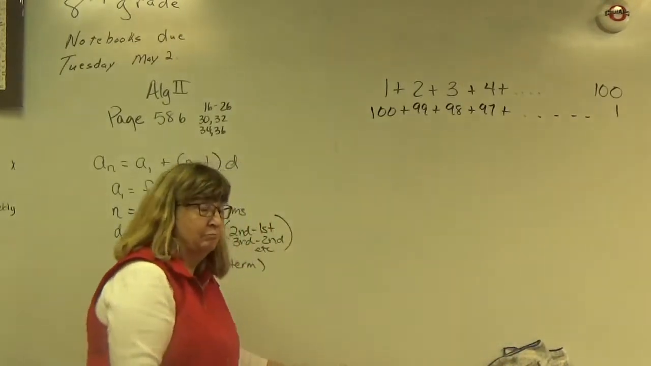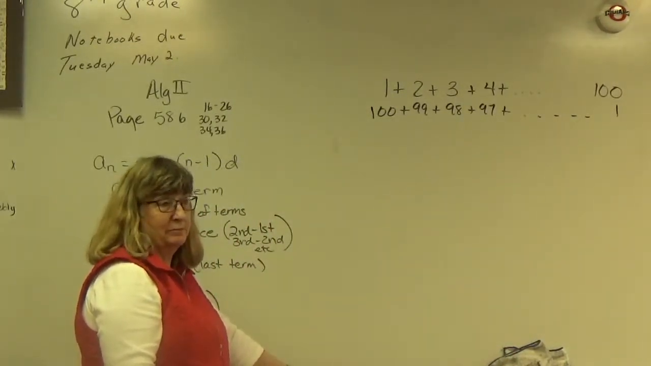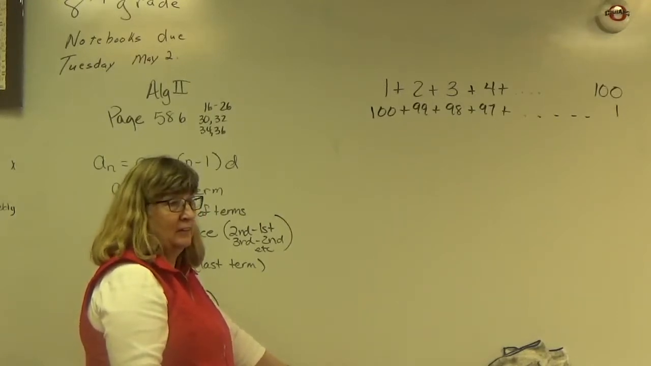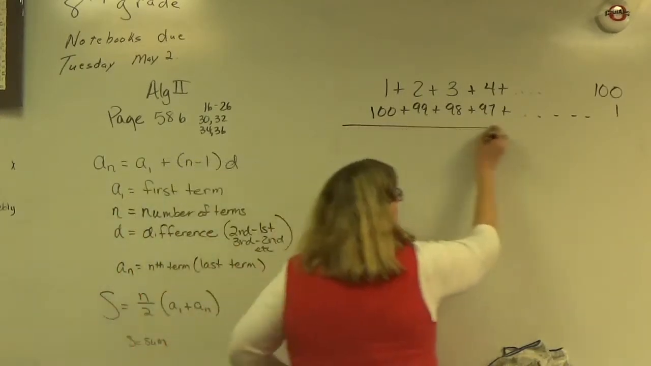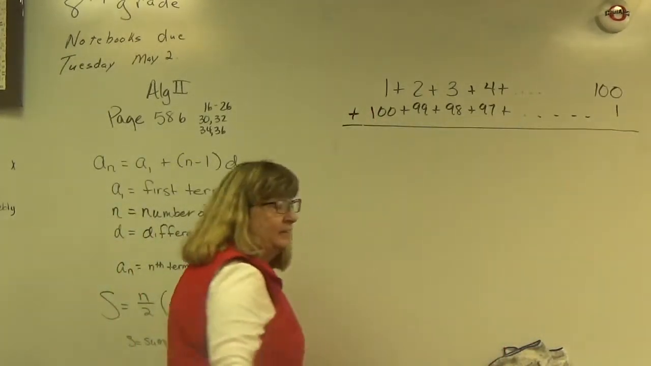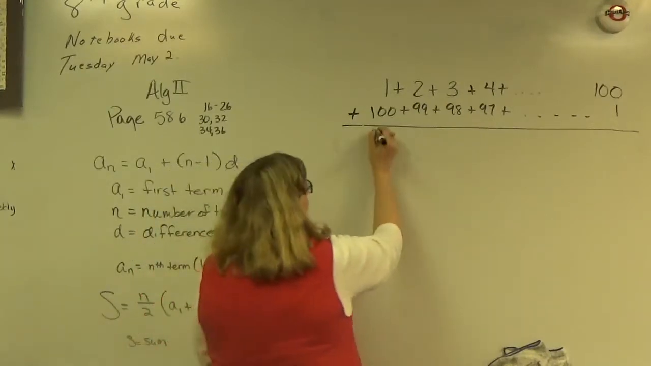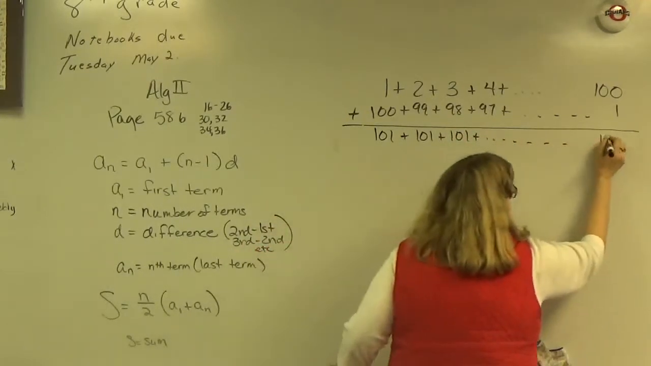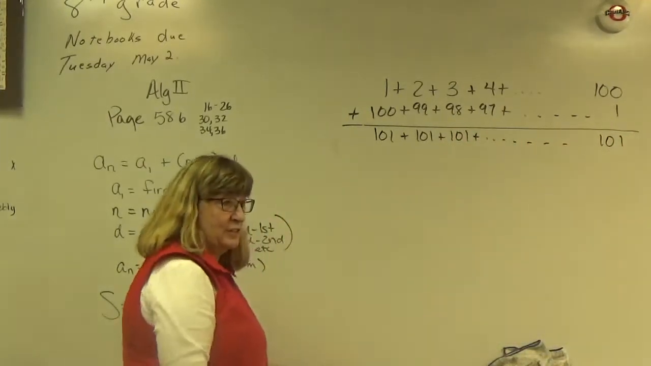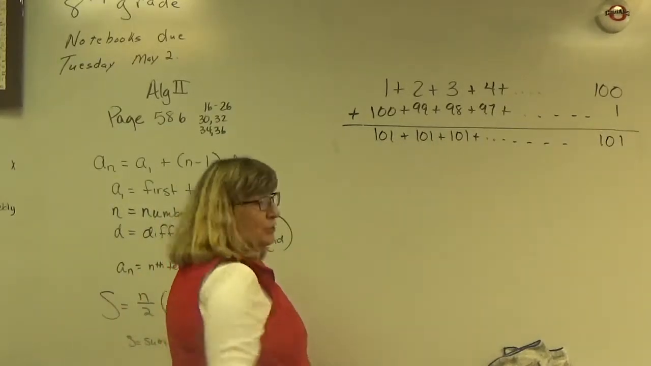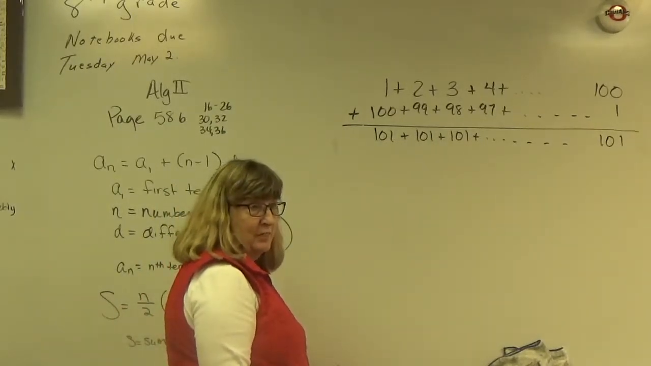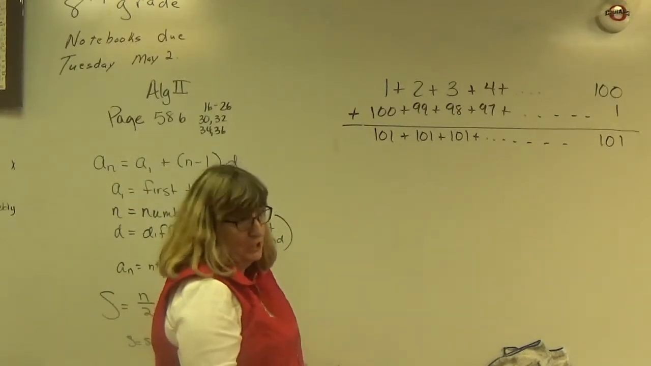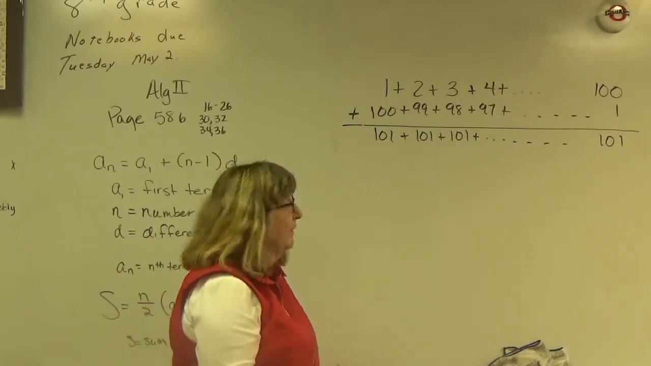Everybody agree with that? And when he did that, he saw something. See if you guys see it. I'll give you a little hint: they all add up to 101. And to the surprise of his teacher, he knew what the answer was. He just took 50 times 101, and that answer was 5,050. He told his monk teacher that was the answer, and the teacher was astounded that he had the answer so quickly.